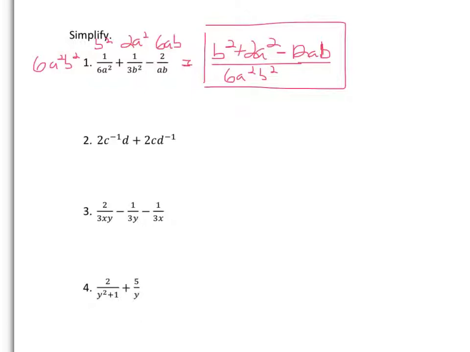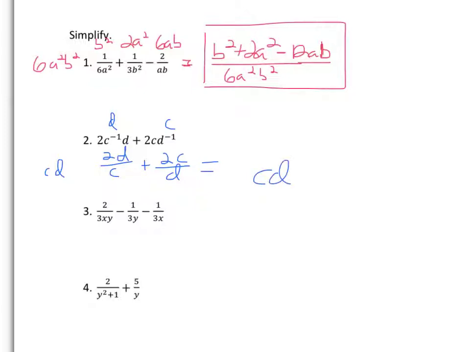Okay, the second one, the only thing that's tricky about this is to rewrite it as 2d over c, right, c to the negative 1, plus 2c over d, because we've got a d to the negative 1. Okay, so we got to find the common denominator, which is cd. So this first term here, we need to multiply by d. Second term, we need to multiply by c. Okay, in order to get c over c and d over d, obviously.